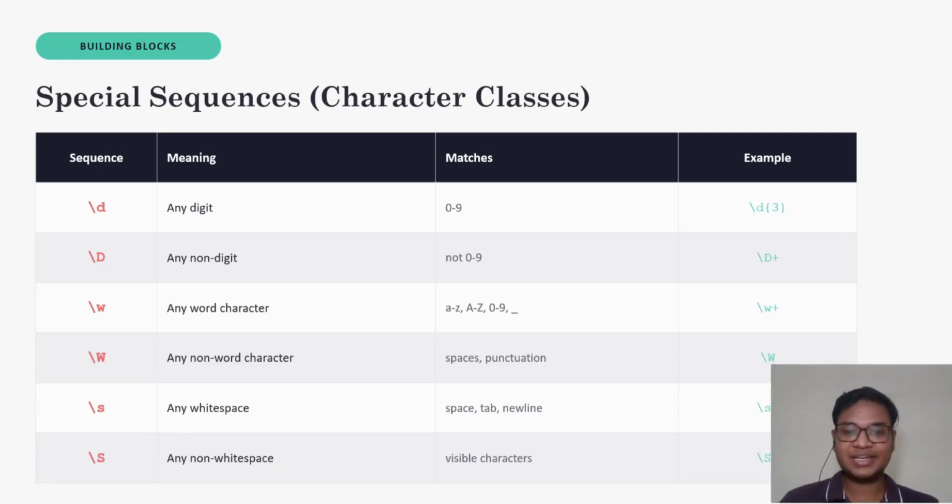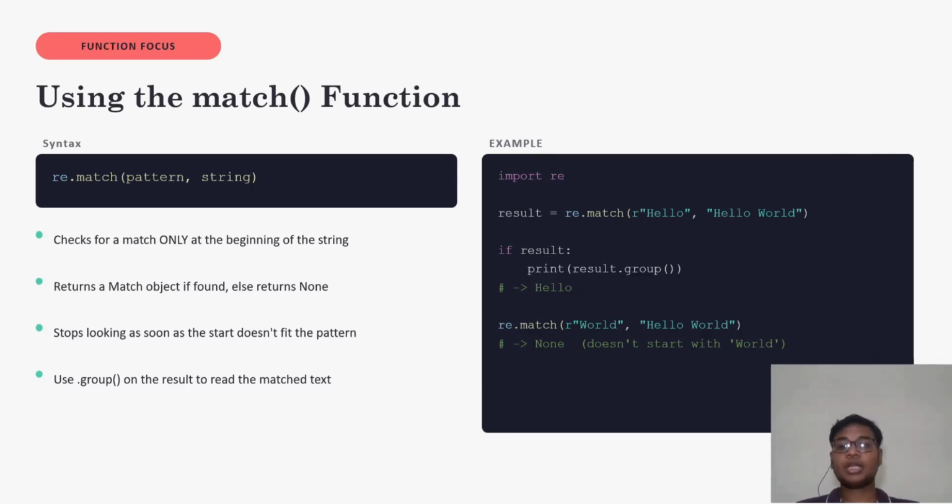And we have backslash s, which is any whitespace. Remember, whitespace is space, tab, new line. That's backslash s plus. And we have backslash capital S, which means any non-whitespace, a visible character. So these are the whole special sequence character classes. I hope you clearly understand these things. If we do practice, we can grasp all these things in a better way.